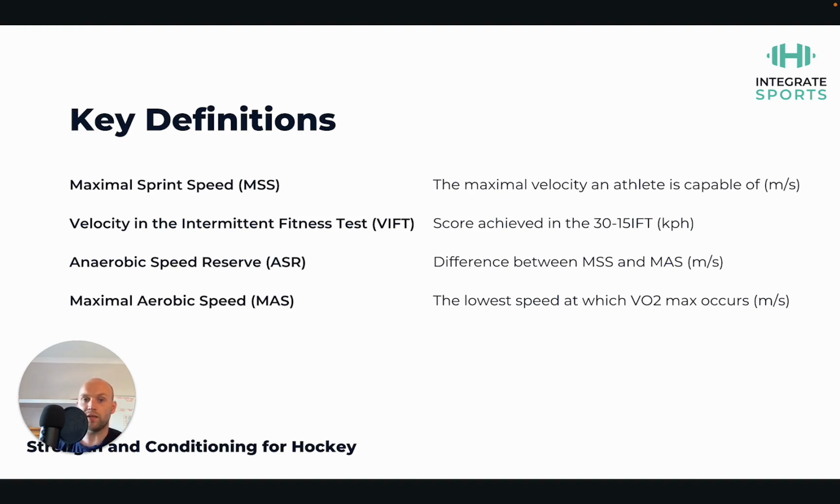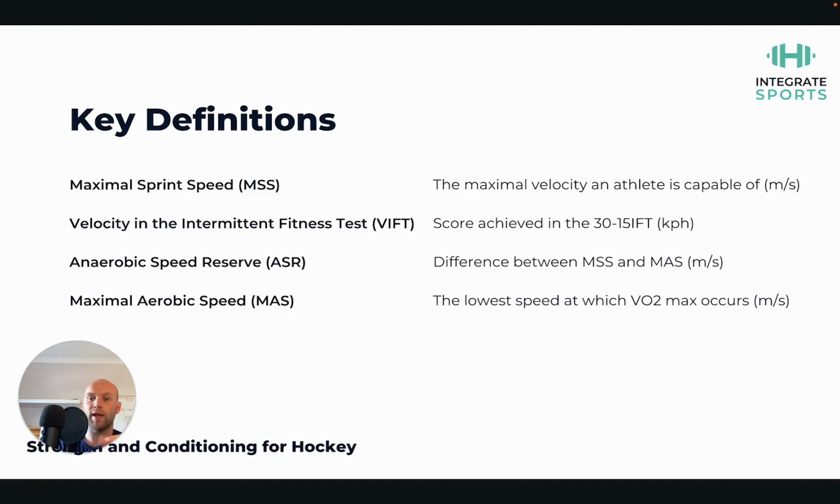One is maximal sprint speed, which is just the maximal velocity an athlete is capable of running at, and that's typically measured in meters per second. So, for example, if an athlete can run 10 meters in 1 second, then you would achieve 10 meters per second, which would be quick. Velocity in the intermittent fitness test is the name for the score that is achieved in the 30-15 intermittent fitness test. Again, there'll be a video specifically on the 30-15, but in effect, the score you achieve is in kilometers per hour, and that's what you call the VIFT score. The abbreviations will be used throughout the section. So if you see any of these 4 abbreviations, these are the things we're referring to.